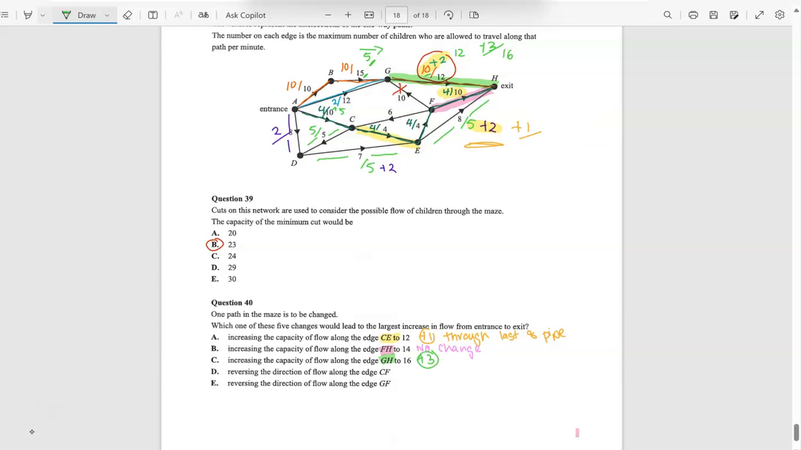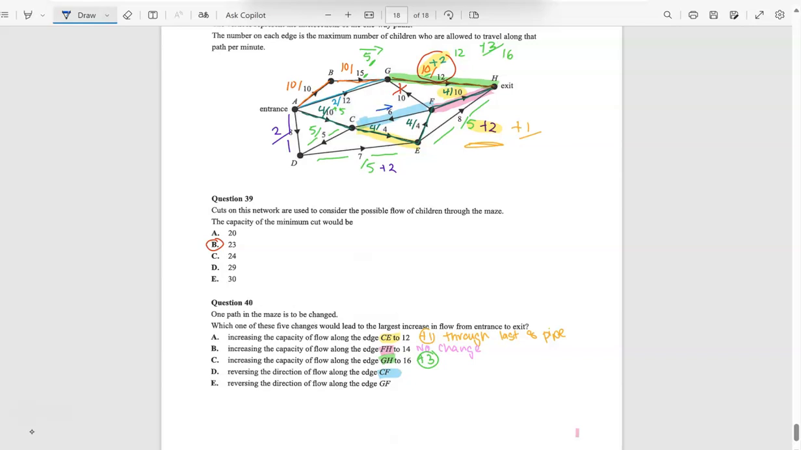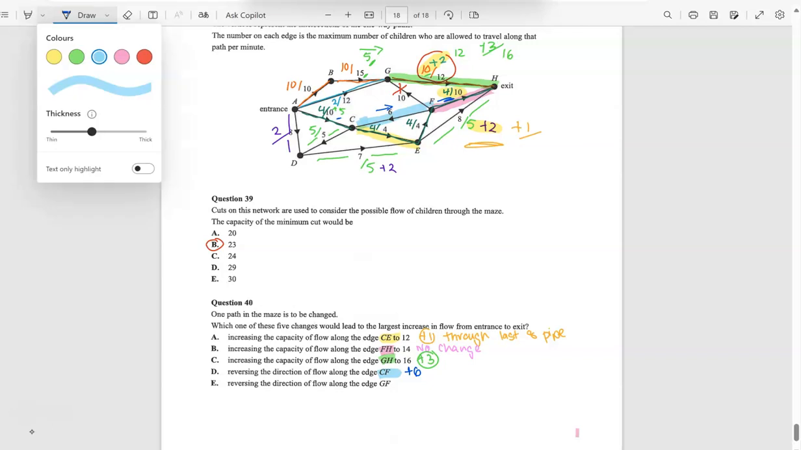Okay, reversing the direction of CF. So where's, oh God, CF. So CF would mean that it's going to make it now have flow go through. So if I change that, there's no problems with shoving 6 through there into that one, and we can get it from here. So I'm going to say that is adding CF is going to add 6, so that's fine. That'll increase that.